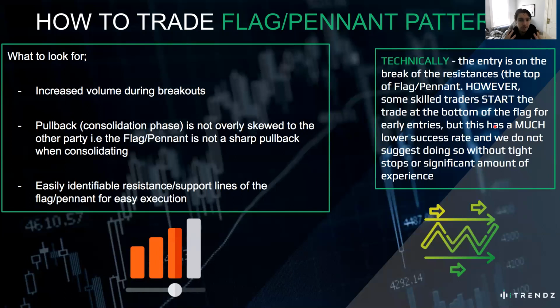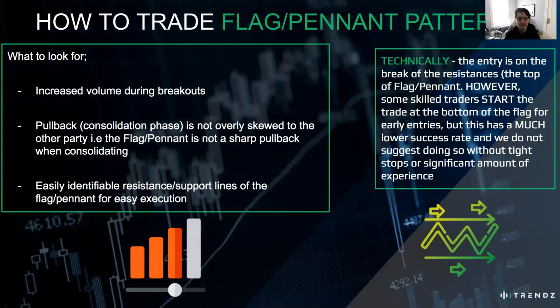So what we're looking for in the actual flag and pennant patterns is increased volume on the breakouts. Pretty much any pattern we have, we want that increased volume on the breakout. We have to have it, because if there's less volume than there was previously on the breakouts, then that breakout is either going to not be strong or it's going to be a fake breakout. And also, we want that pullback consolidation phase to not be overly skewed to the other party.